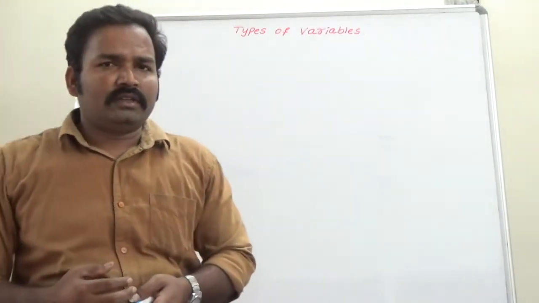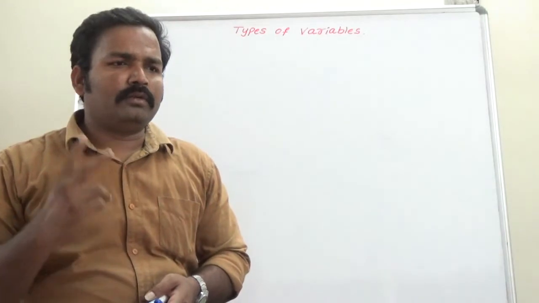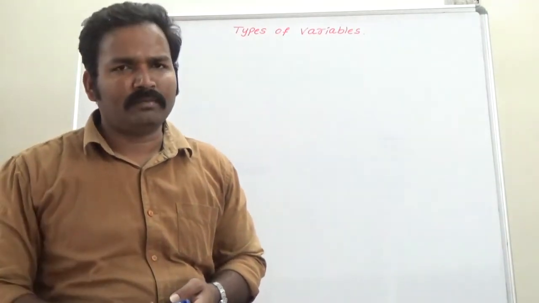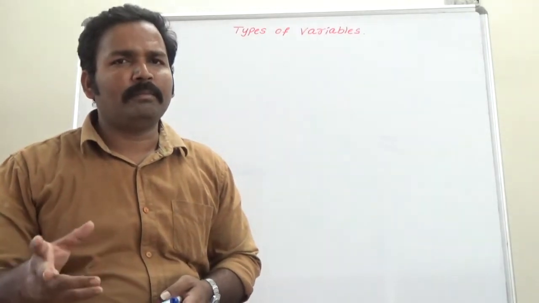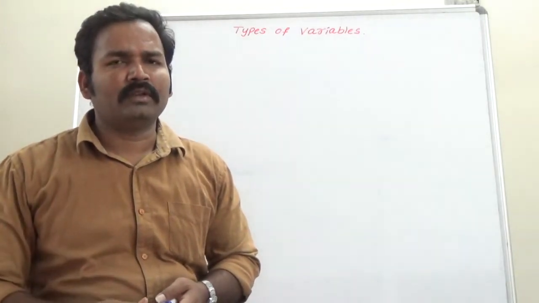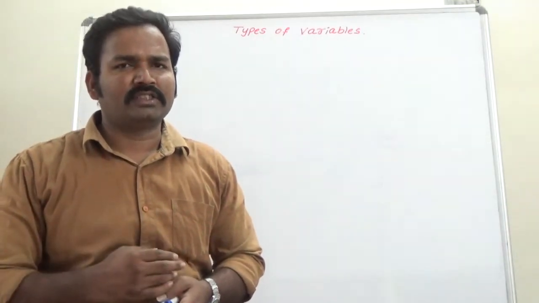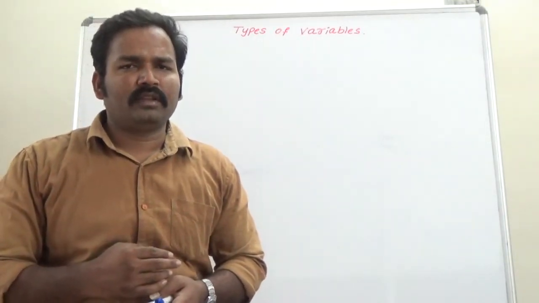So here there are two main things which are used to write a program. What are the main things to write a program? One is variables and the other one is functions. Right?